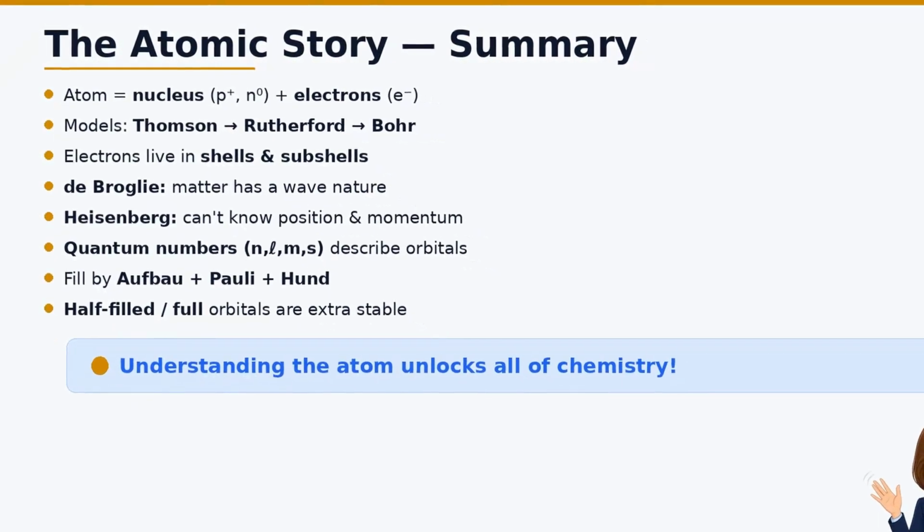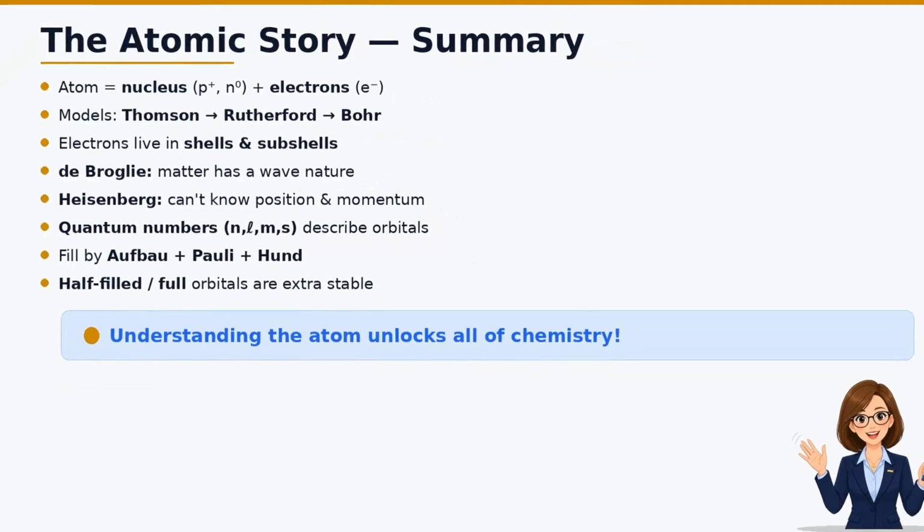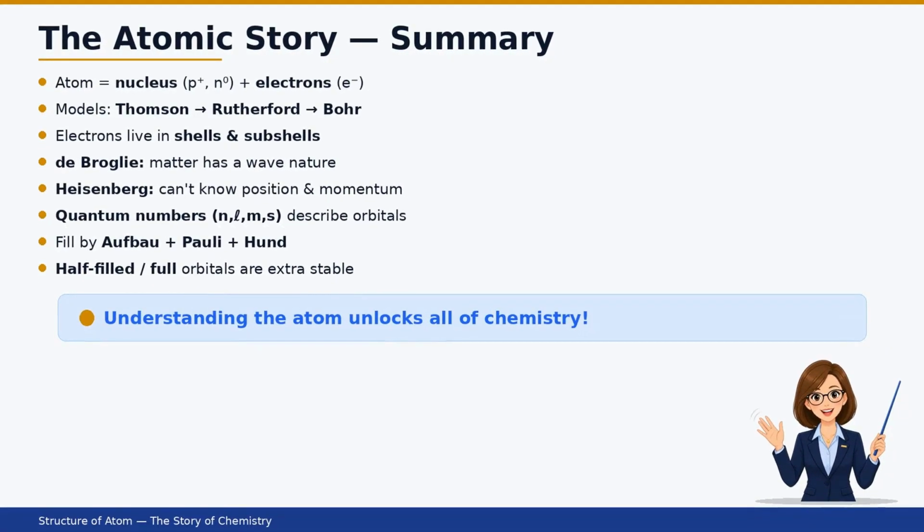And that completes our story of the atom. We discovered the particles, traveled through the models of Thomson, Rutherford, and Bohr, met the shells and orbitals, and learned the 3 rules of filling electrons. Remember, understanding the atom unlocks all of chemistry.